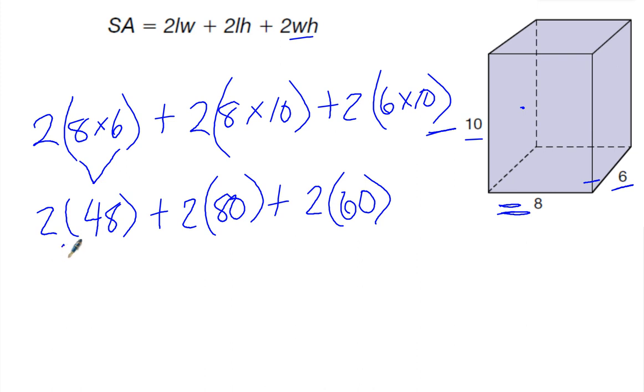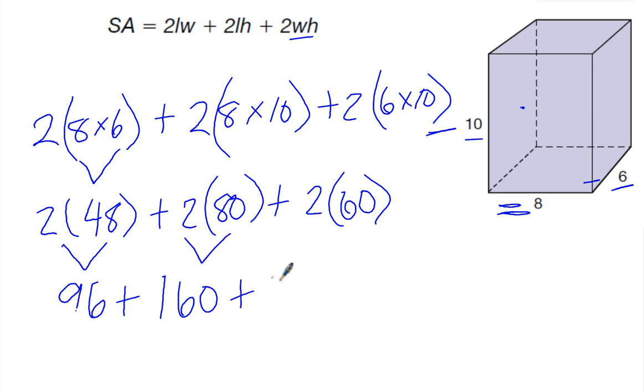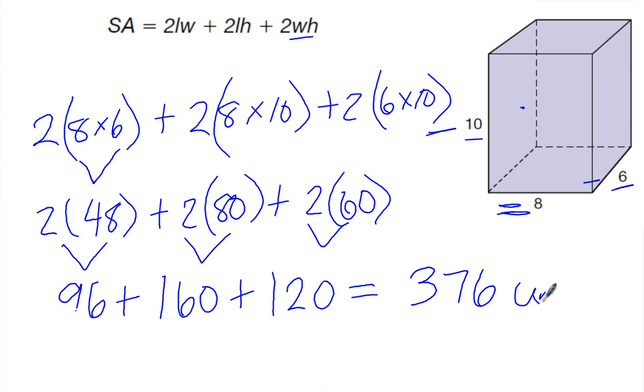2 times 48 is 96, plus 2 times 80 is 160, plus 2 times 60 is 120. I add all these up and I end up with 376 units squared for this one.